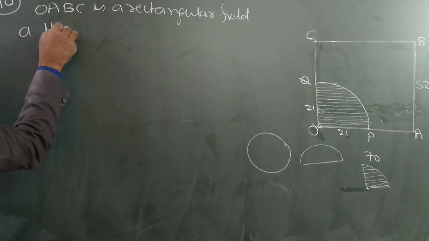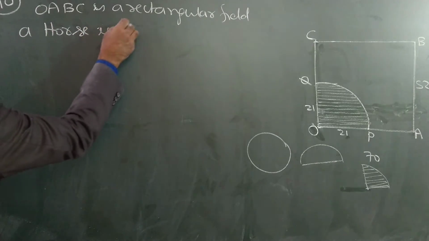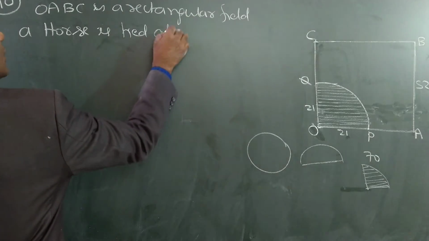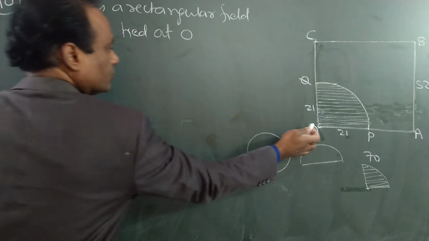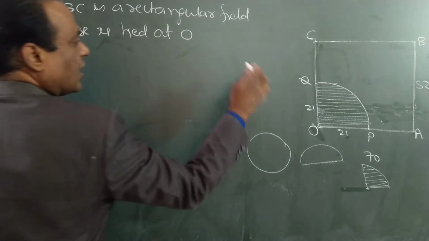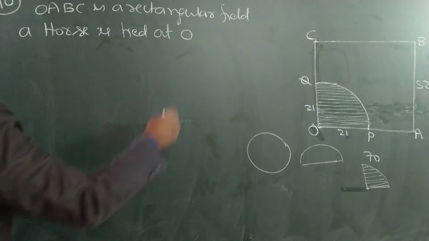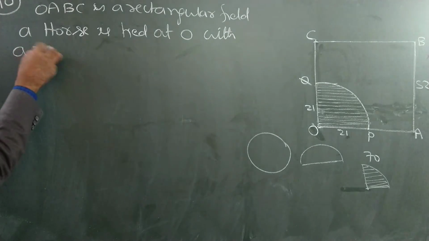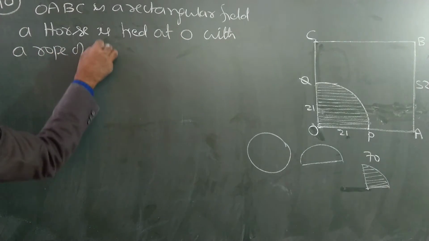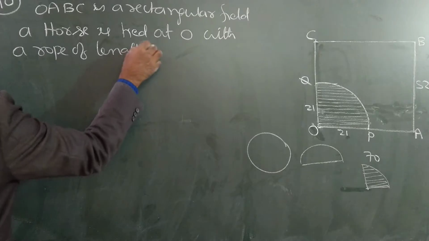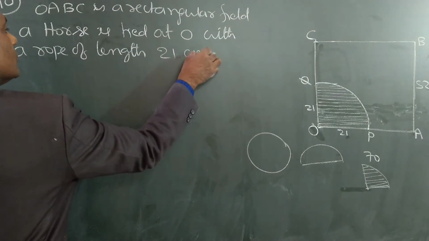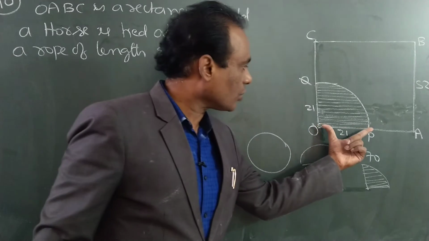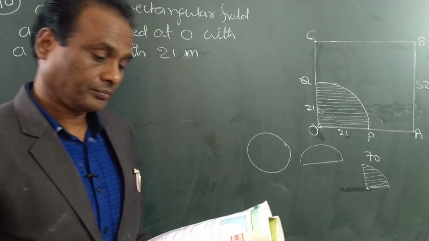A horse is tied at O. At O, the horse is tied with a rope of length 21 meters. The length of the rope is 21 meters.